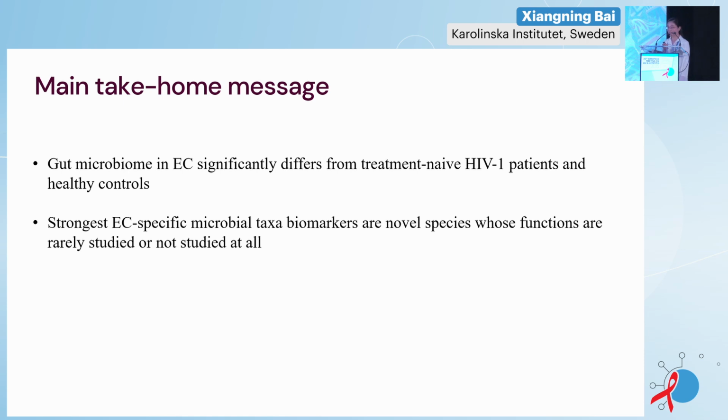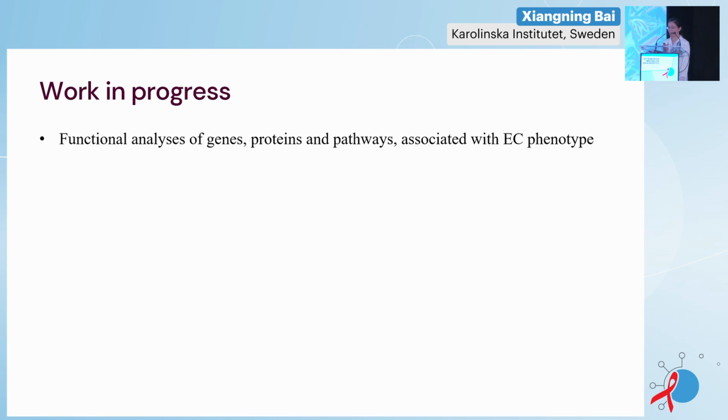And the strongest EC-specific species are novel species, either uncharacterized or recently identified, whose functions are rarely studied or not studied at all. Now the work in progress is that we are performing the functional analysis, as I said, using different databases, proteins and pathways. Also very interesting, we observed that the top significant proteins enriched in EC actually belong to the immune inhibitor and also peptides, which I haven't shown here now because we are doing rigorous data filtering to make sure that these proteins are from microbes and not from humans.